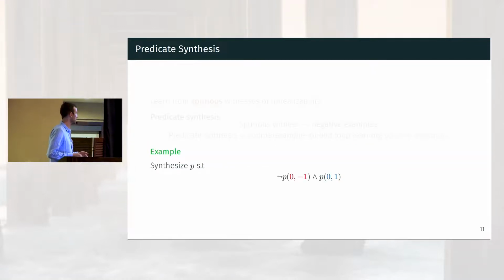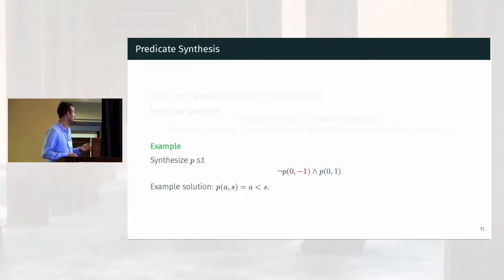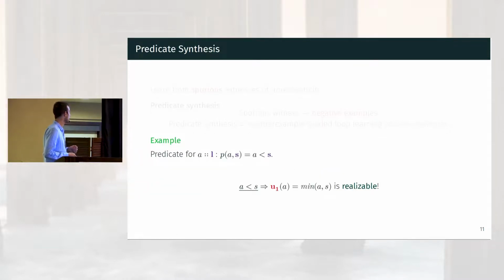So in this case, we had the example 0, -1, which was our spurious unrealizability witness. And we have the example 0, 1, which is some positive example that we learn. And one solution is the predicate that says A is less than S. And you can see how it corresponds to having discovered that in a sorted list, the minimum of the tail of the list is larger than the head of the list. And once we have this predicate that we add into our approximation, we get a realizable constraint and we find the solution.